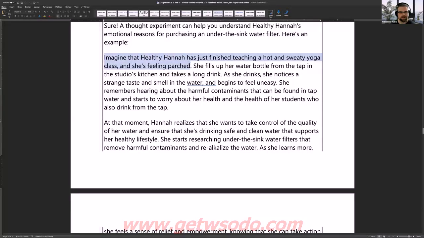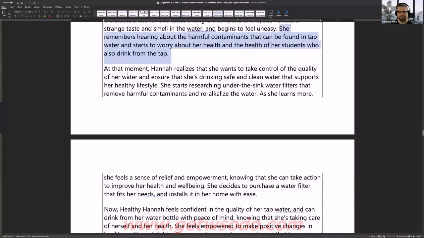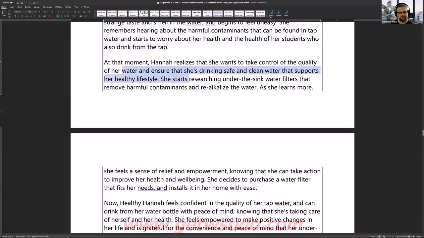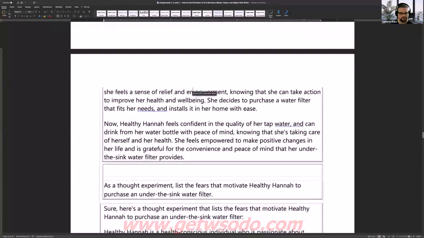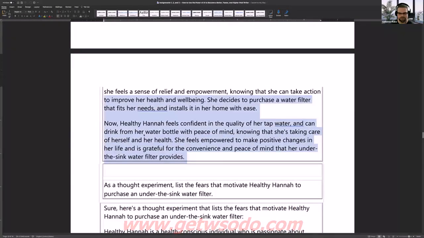So imagine that Healthy Hannah has just finished teaching a hot and sweaty yoga class. She's feeling parched. She fills up her water bottle from the tap in the studio's kitchen and takes a long drink. As she drinks, she notices a strange taste and smell in the water and begins to feel uneasy. She remembers hearing about the harmful contaminants that can be found in tap water. Not the most compelling story, but okay.